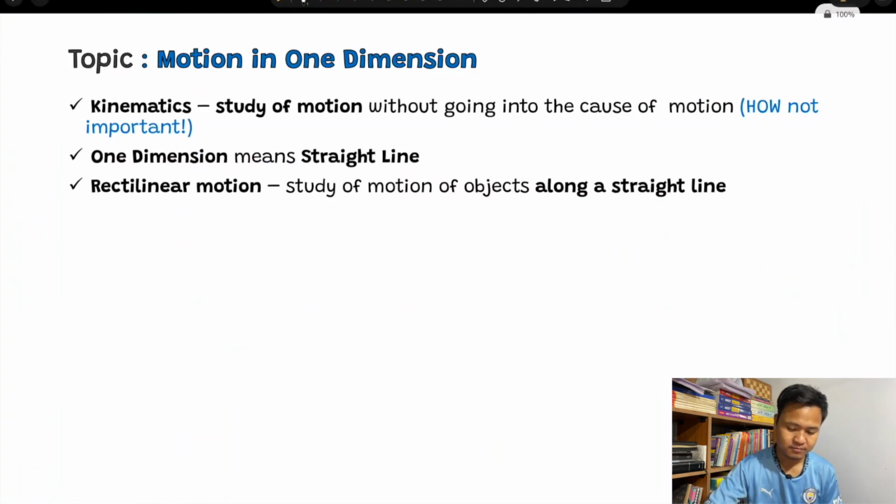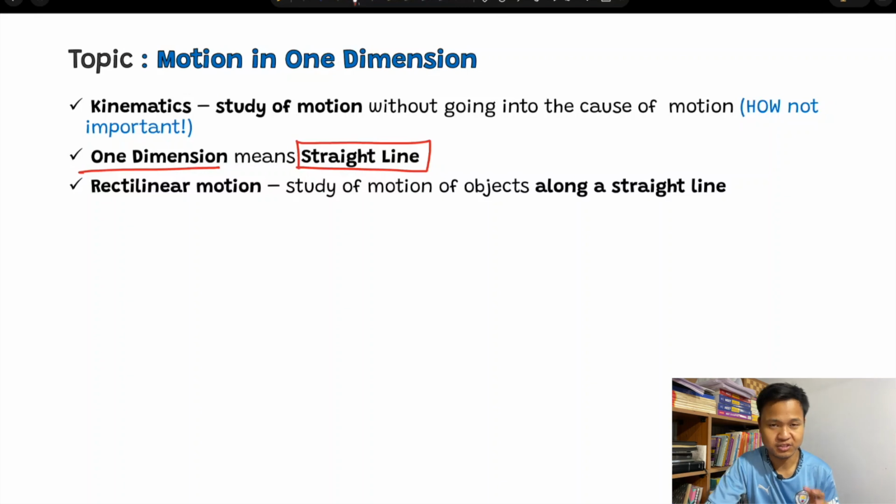Okay. So before jumping into those quantities, what do we mean by one dimension? One dimension basically means a straight line. Motion in 1D is motion in a straight line.